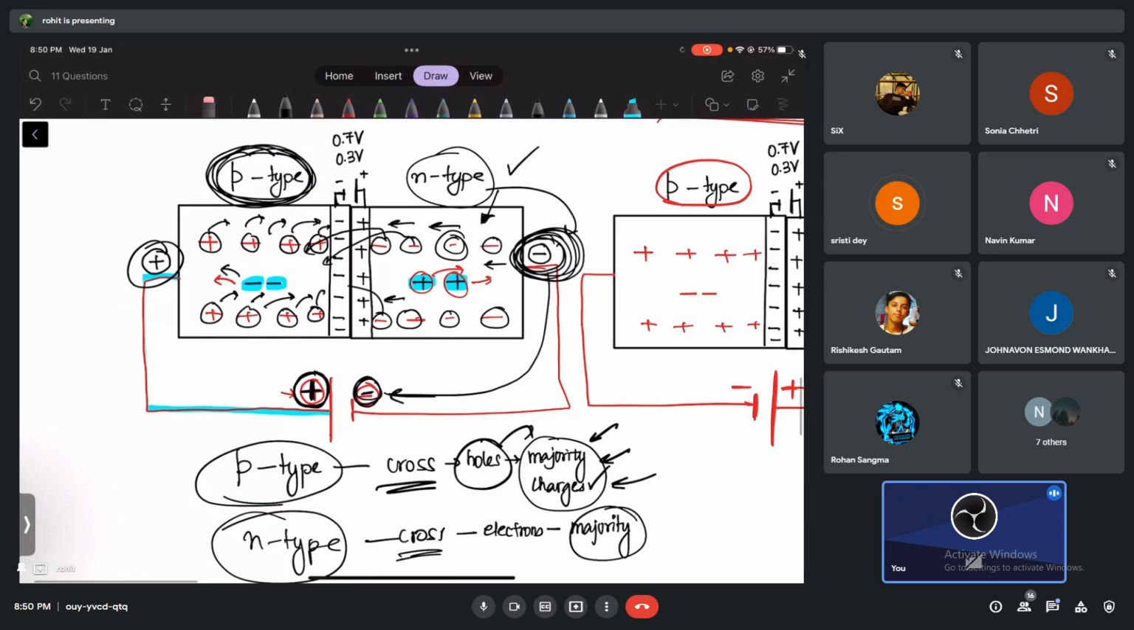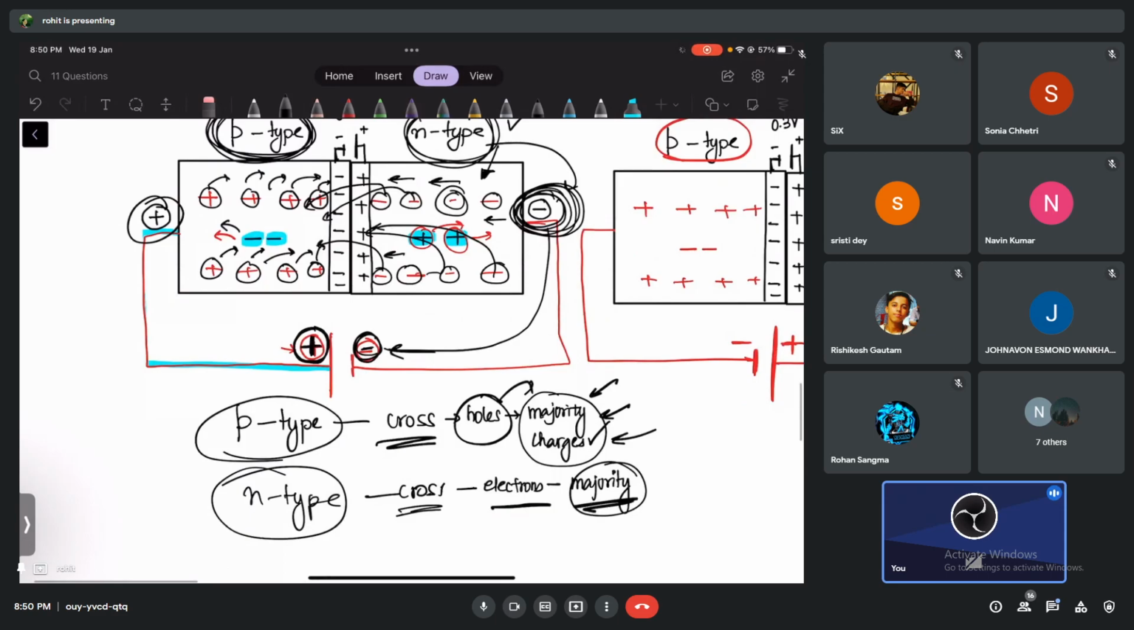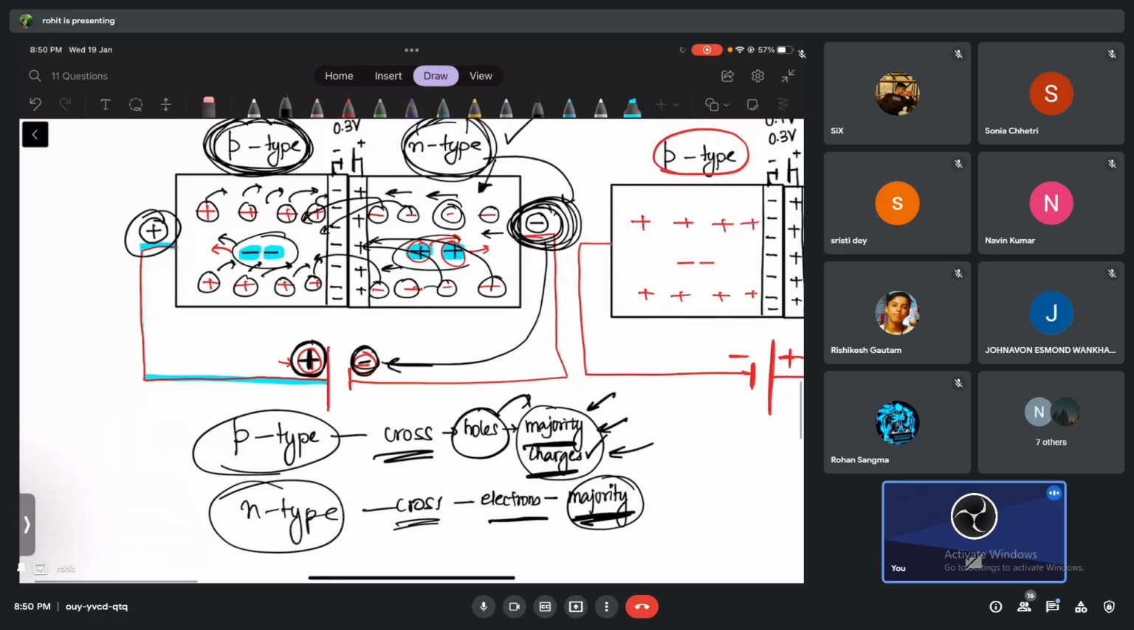So when the electrons and the holes cross from both sides, on the P type and N side, are they both majority charges or not, which are crossing? Yes, sir. And minority charges, will they cross this junction or not? They will not cross. So till here I think everybody got me now.